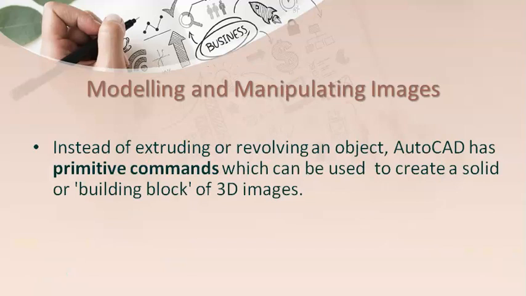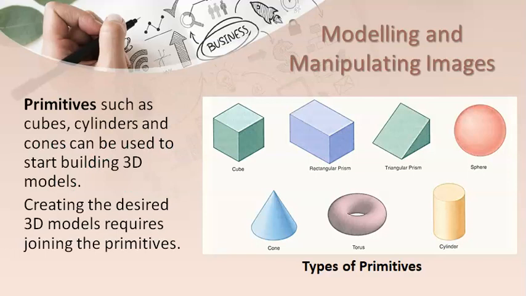Now, instead of extruding or revolving an object, AutoCAD has primitive commands which can be used to create a solid or building block of 3D images. Primitives such as cubes, cylinders, and cones can all be used to start building 3D models. Other types of primitives that exist are sphere, torus, and we see also the triangular prism. Now, creating the desired 3D models requires joining these primitives.